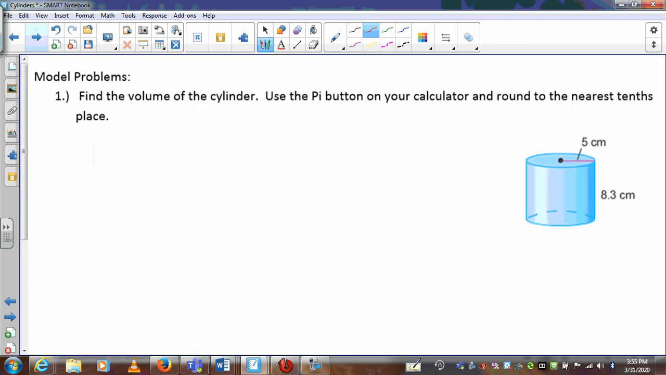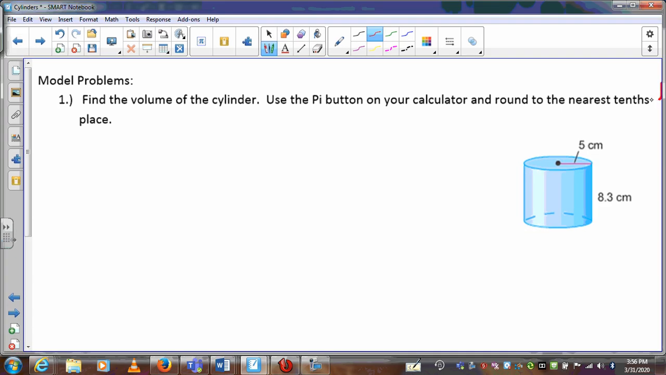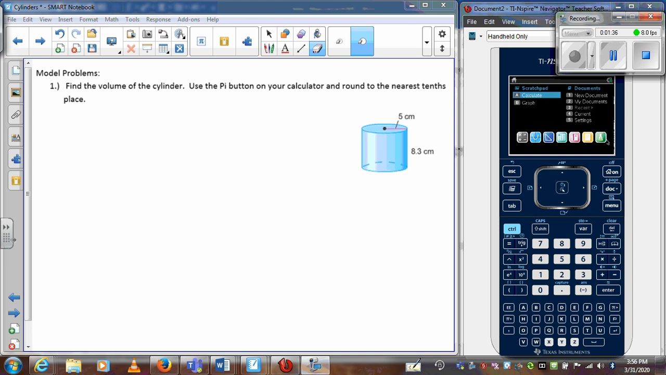Let's take a look at our first example. Find the volume of a cylinder. Use the pi button on your calculator and round to the nearest tens place. For those of you who are using a calculator on your cell phone, typically with calculators on an app, if you turn your tablet or your phone sideways, you get more options and you'll be able to see the pi button there. For me, I'm going to have to use my graphing calculator, which I do have one. So I'll have to pull that up. There we go. Now I have both of them side by side.